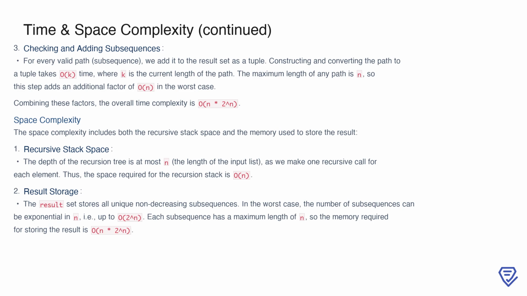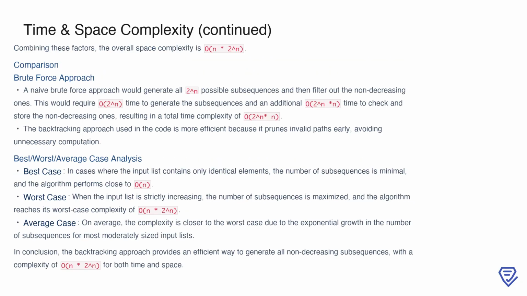Shifting to space complexity, there are two main contributors, the recursive stack and the memory used for storing the results. For the recursive stack, the depth of the recursion tree is at most n, which means the stack space required is n. For storing the results, we need to consider that there can be up to 2 to the power of n subsequences, each of which can have a maximum length of n. Therefore, the memory required for the result storage grows as n*2 to the power of n. Combining these factors, the overall space complexity is n*2 to the power of n.